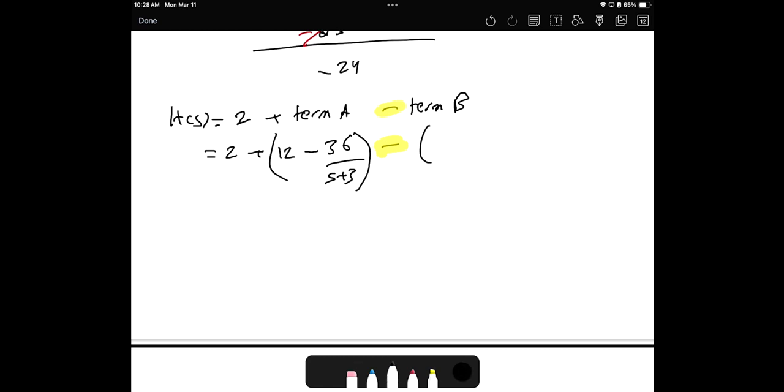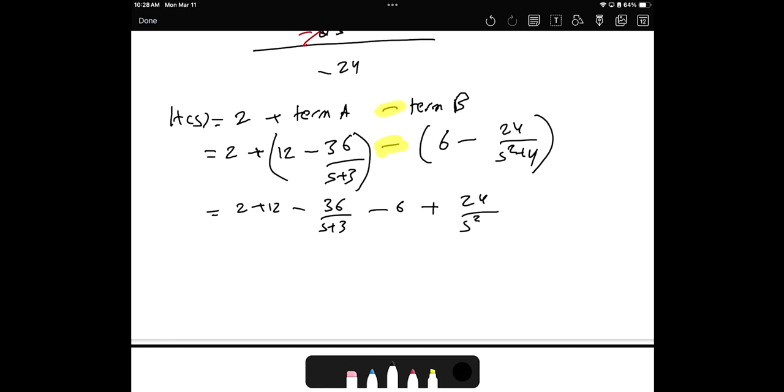Term B, I'm going to substitute it. It will be 6 minus 24 over S squared plus 4. Now, before doing anything, make sure to distribute the sign. So this will be 2 plus 12 minus 36 over S plus 3 minus 6 plus 24 over S squared plus 4. Okay? Do you agree with me? Just make sure it's a math. Then 2 plus 12, 14 minus 6 will make it 8. So 8 minus 36 over S plus 3 plus 24 over S squared plus 4.